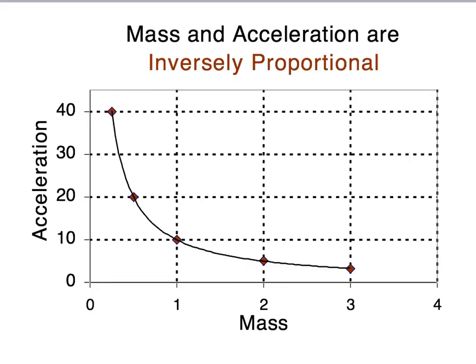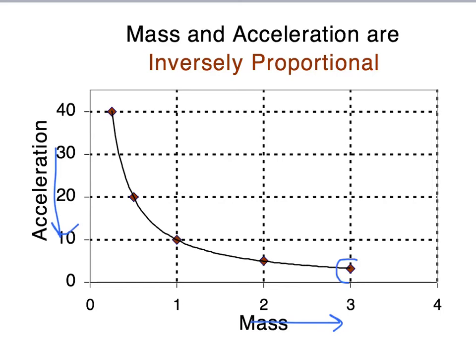Let's take a look at the other type of proportionality. It's called inversely proportional. And so he also did experiments where he used one force, but what he did was change the mass of the object that force was being applied to. And he found that the rate of acceleration changed. That as he used a heavier mass, as mass increased, he got less acceleration.